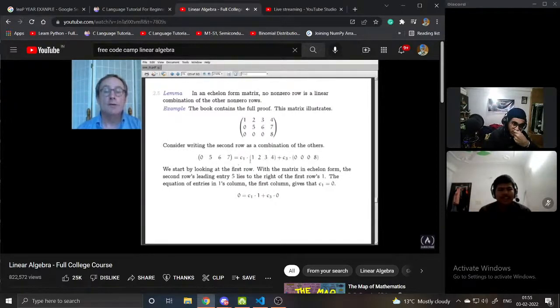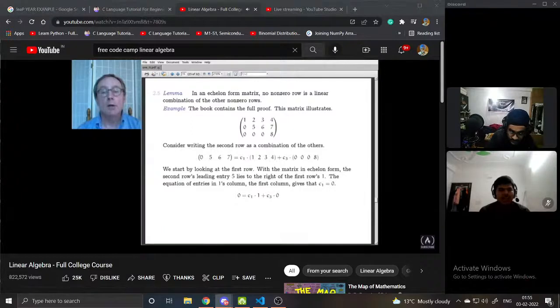The first step is to look at the first column, that is to say, look at the columns to the left of the 5. If you look at the entries in the first column, you have a 0, a C1 times 1, and a C3 times 0. Well, when you look at that relationship, it's obvious that C1 has to be 0.